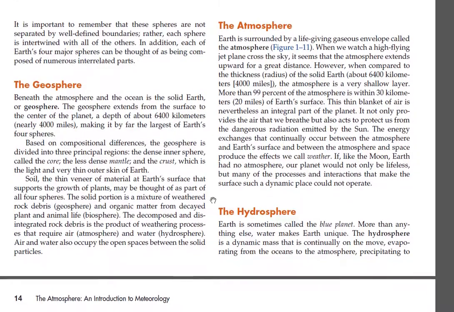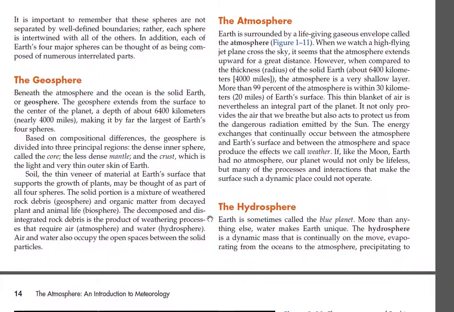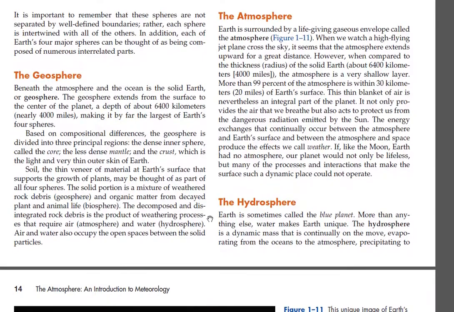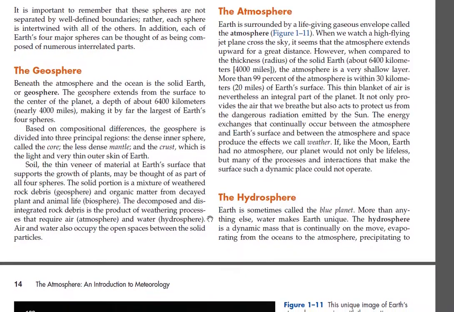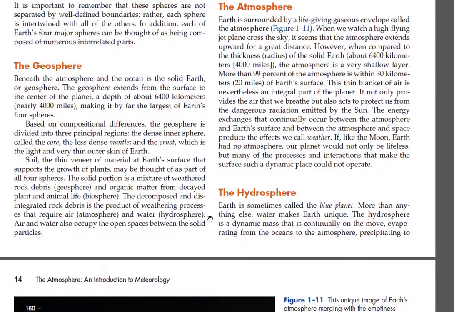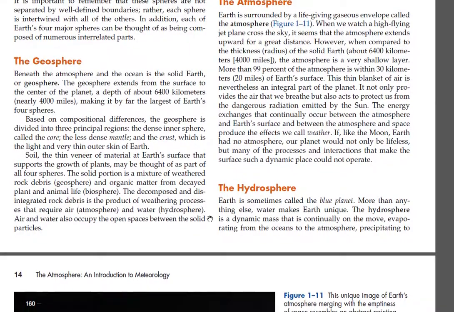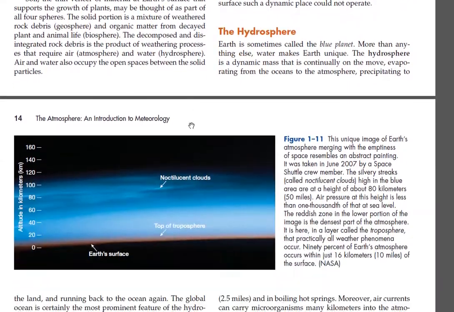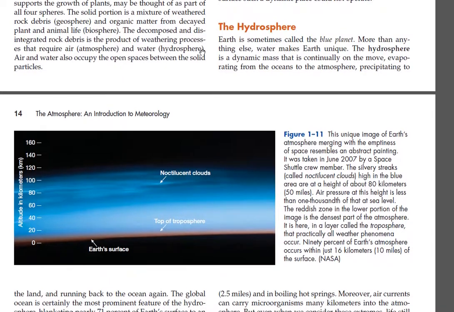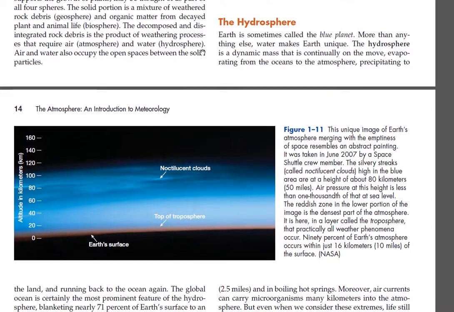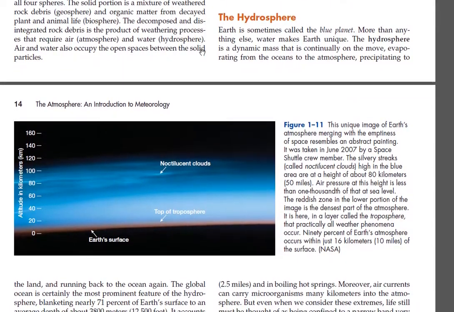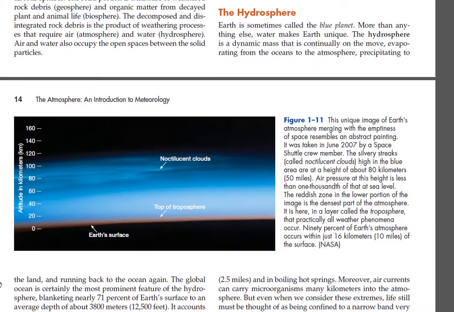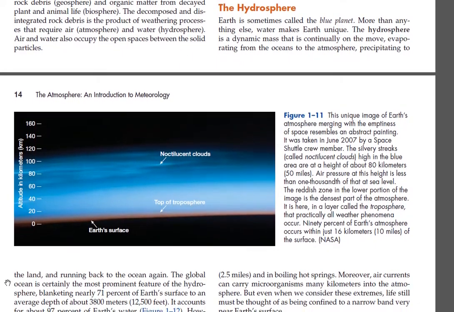The hydrosphere. Earth is sometimes called the blue planet. More than anything else, water makes Earth unique. The hydrosphere is a dynamic mass that is continually on the move, evaporating from the oceans to the atmosphere, precipitating to the land, and running back to the ocean again.